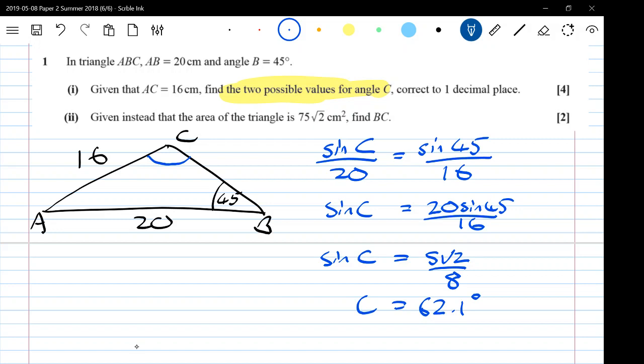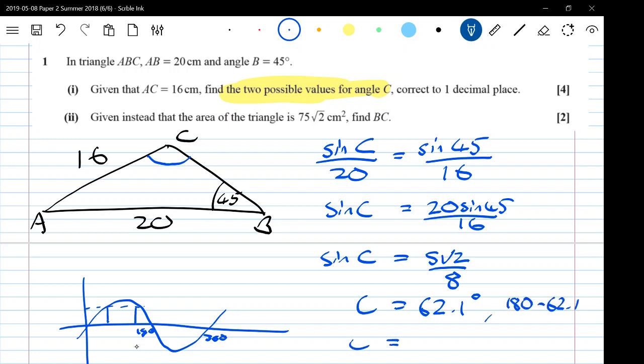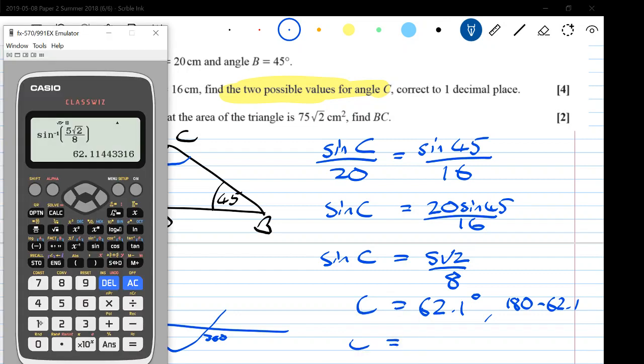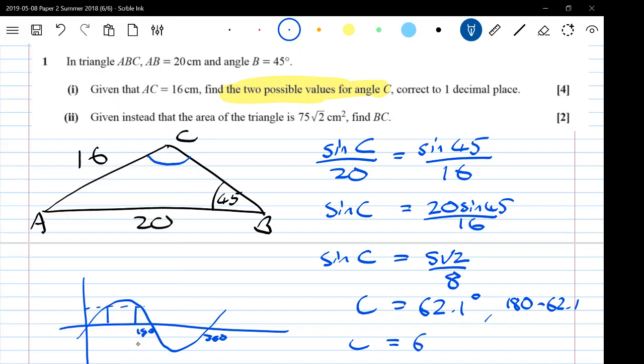But notice the question did say find two possible values for angle C. We know that the sine graph does that. That's 180, that's 360. So there's the first value that we got at 62.1. So the second value is there. So that is 62.1 before 180. So our other value is going to be 180 minus 62.1. So the two possible values of this are 62.1 degrees and 117.9 is the second one. Remember, the question did say for one decimal place.